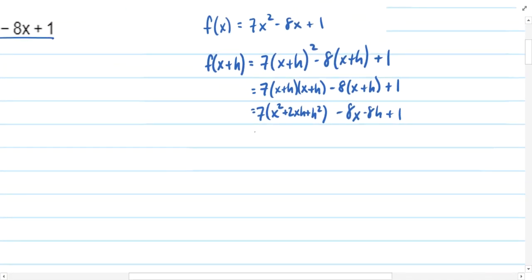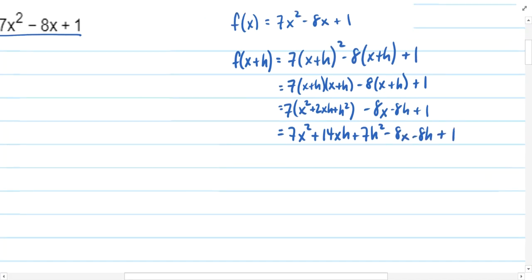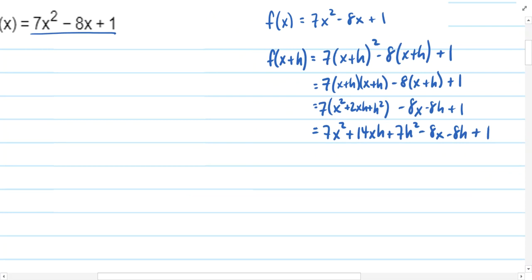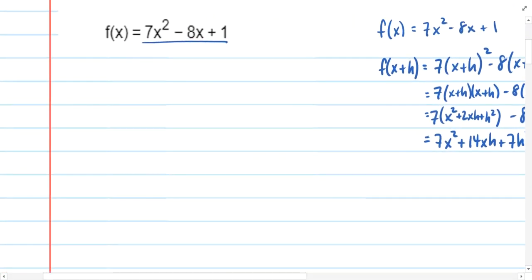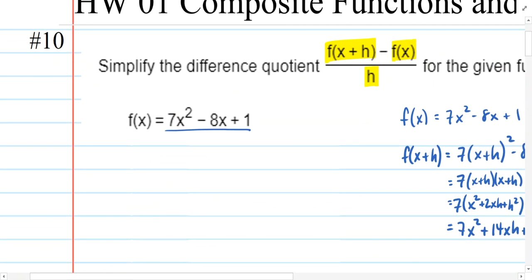Now we can distribute in, and I'll have 7x squared plus 14xh plus 7h squared minus 8x minus 8h plus 1. And so all that preliminary work just pays off because now I don't have to simplify the difference quotient, or fraction. I don't have to simplify all of that algebra inside of the fraction, and instead I can just go straight to the difference quotient.